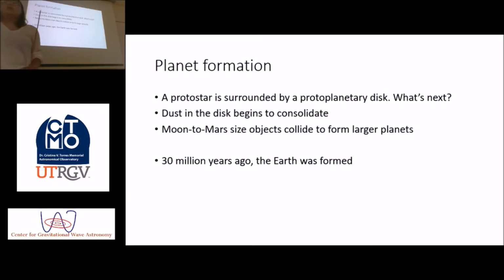And so these dust particles start to come together and collide, and eventually become anywhere from the size of the moon to the size of Mars. And so these objects begin to collide to form larger planets. And in fact, this is how it's theorized that the Earth was formed approximately 30 million years ago.